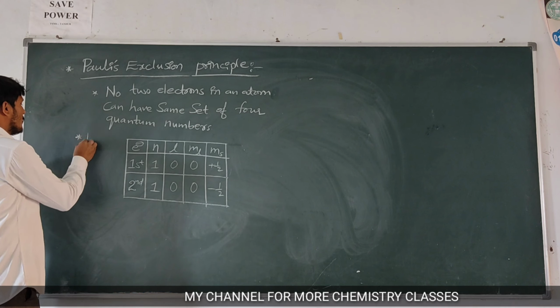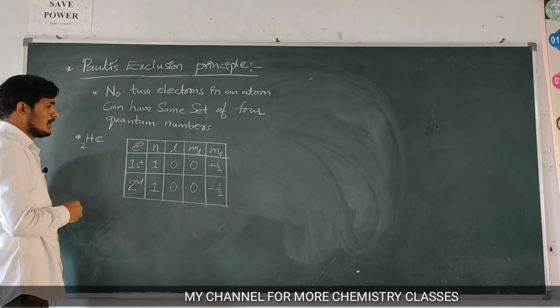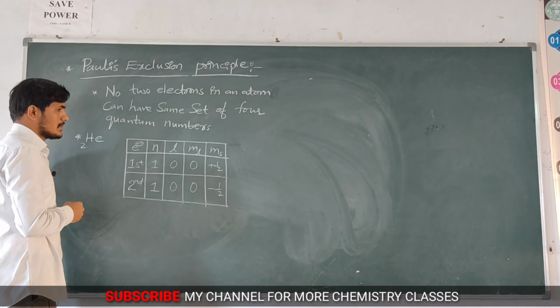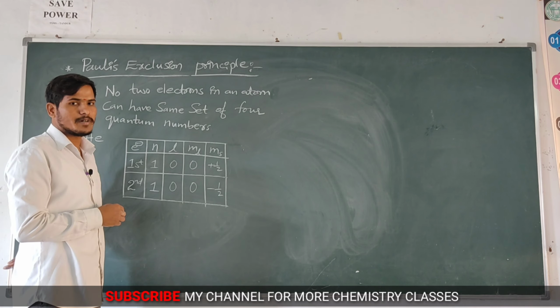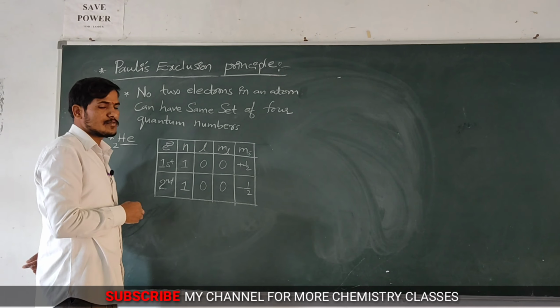For example, take helium. It has atomic number 2. Here, write the electronic configuration and the 4 different quantum numbers for the helium atom. The helium atom has 2 electrons.